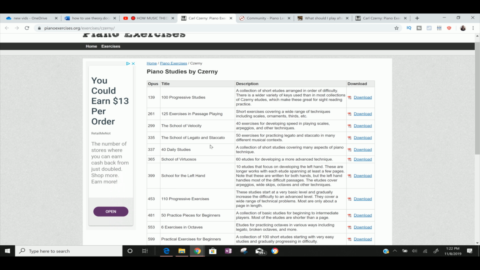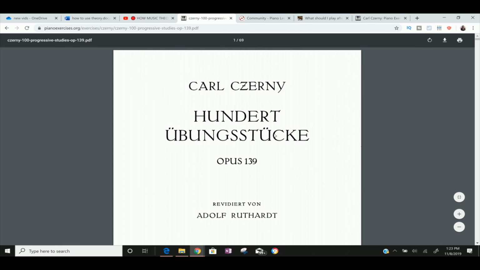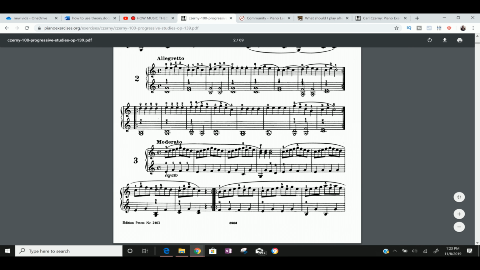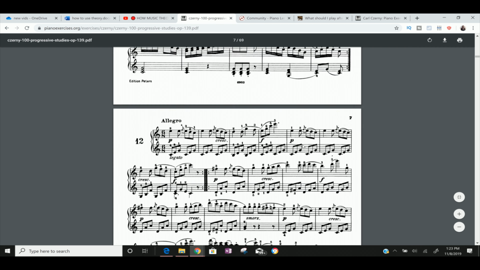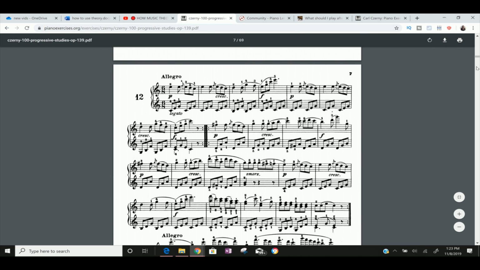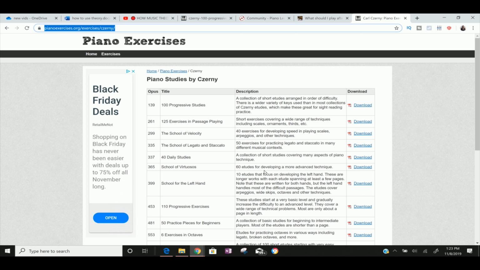And what I would do is, maybe progressive studies. Take a look at that. That might be what you're doing already, correct? Isn't that the one that ends with, let's see here. No, that's 99. So you might want to check that out. Unfortunately, I'm not super versed on all the exercises here.